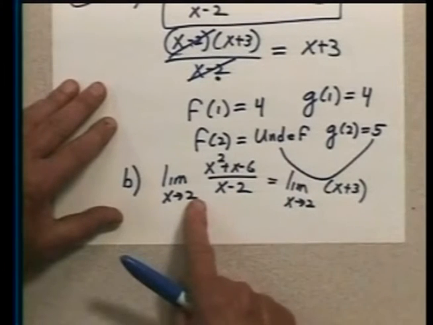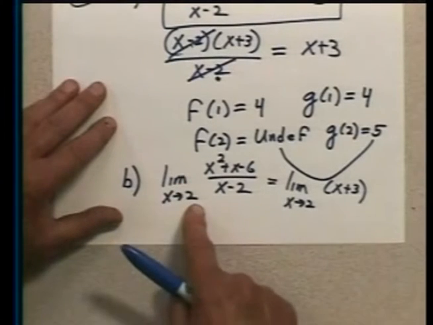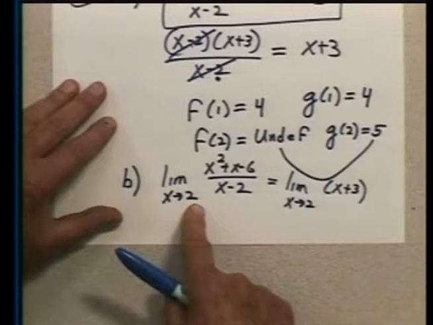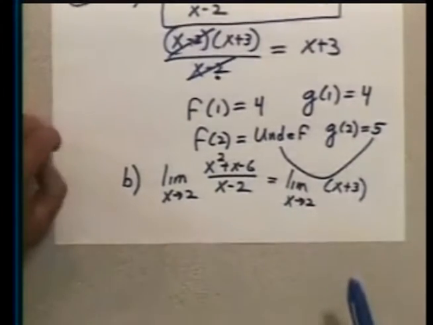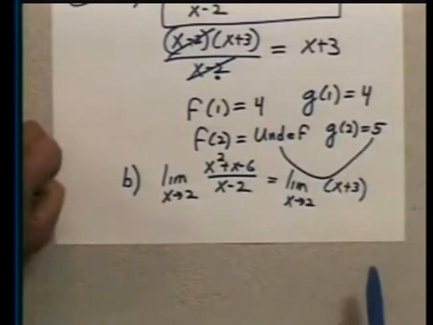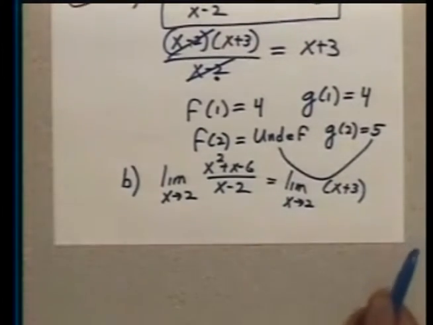So the explanation for B is, if I take a limit as x approaches 2, x really doesn't equal 2, you're just approaching it. And as long as x does not equal 2, the limits will be the same. Because you can cancel the x minus 2 if you're approaching 2, because then you're not dividing by 0.